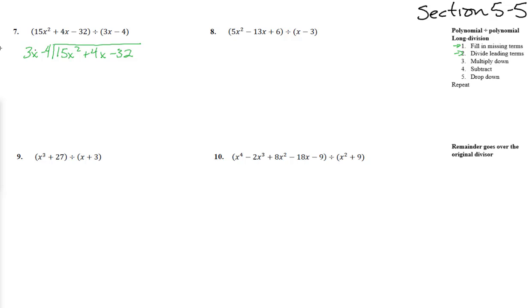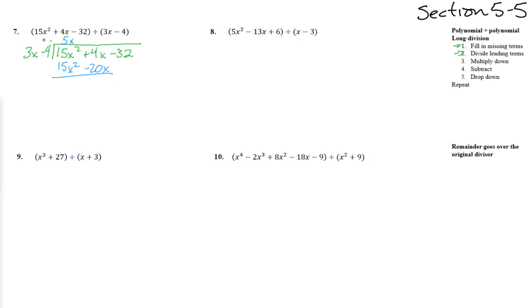Step number 2, divide leading terms. 3x goes into 15x squared 5 times. 3 goes into 15 5 times, and x goes into x squared x times. So when we multiply that, 5x times the whole thing is going to be 15x squared, just like we planned, minus 20x. Now, reminder, we subtract now.